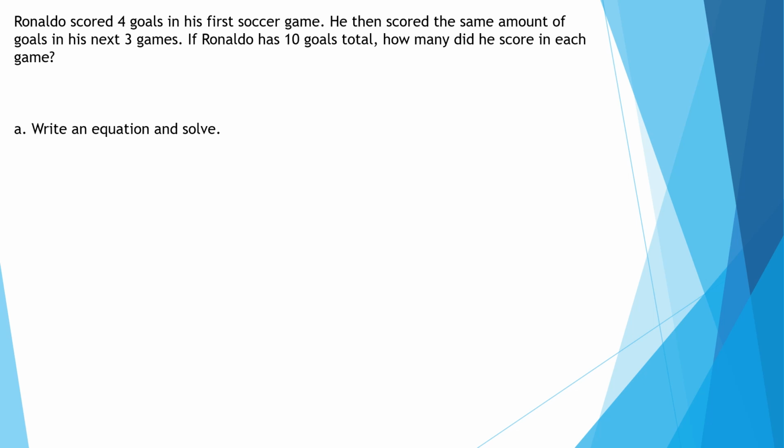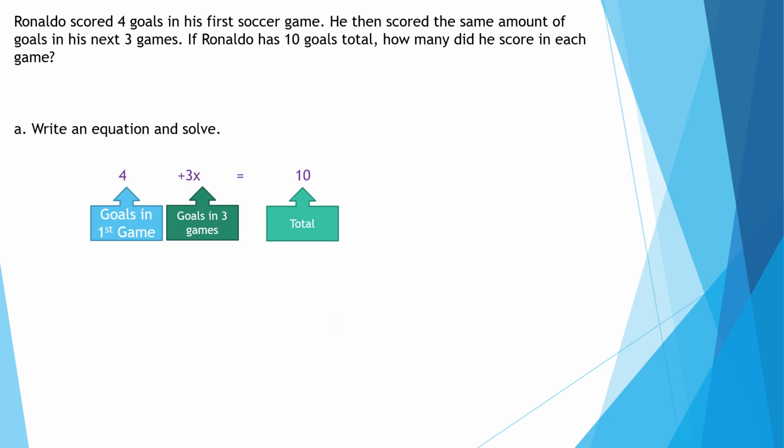Ronaldo scored 4 goals in his first soccer game. He then scored the same amount of goals in his next 3 games. If Ronaldo has 10 goals total, how many did he score in each game? So we're going to write what we know. He had 4 goals in the first game, and then he had the same number in each of the next 3 games. So we did 3 times some number we don't know, equals the total number of goals that he has. So we're going to solve.